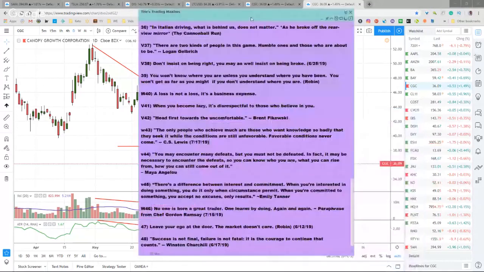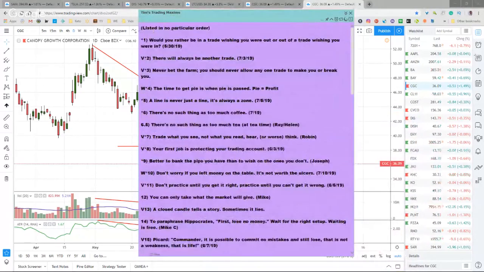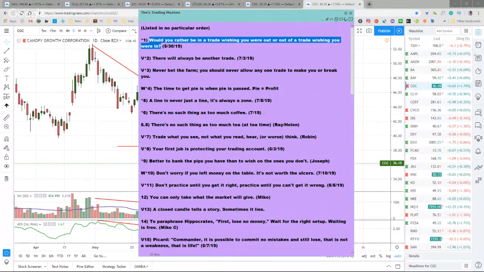This is a post-it type application, and I have my trading maxims here in the order that I just wrote them. Okay, and would you rather be in a trade wishing you were out, or out of a trade wishing you were in? That was a huge one for me.